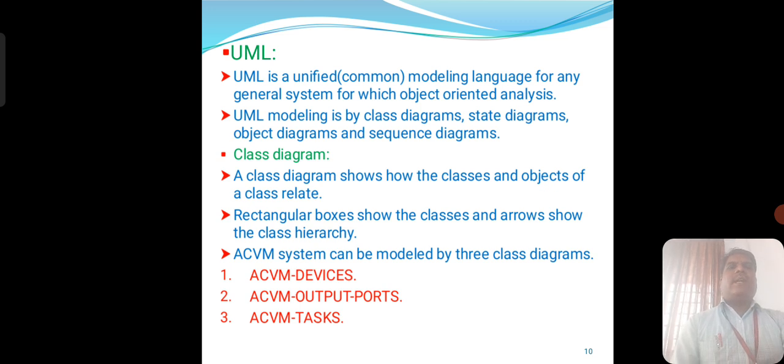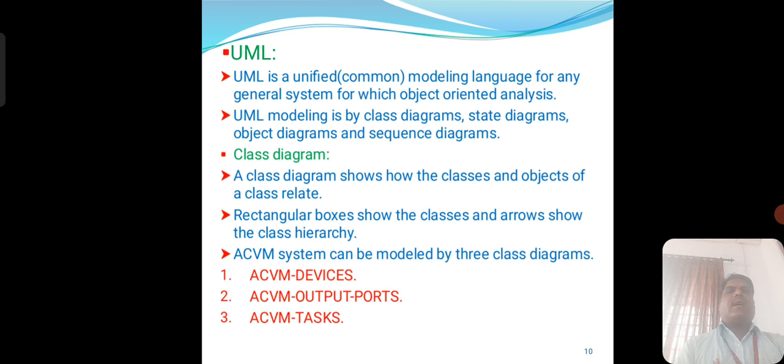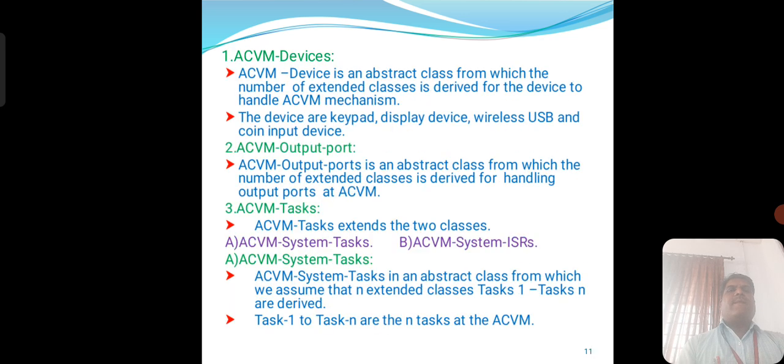UML is a unified modeling language for any general system, used for object oriented analysis. UML modeling is by class diagram, state diagram, object diagram and sequence diagrams. A class diagram shows how the classes and objects of classes relate. Rectangular boxes show the classes and arrows show the class hierarchy. In the ACVM system, it can be modeled by 3 class diagrams: one is ACVM devices, another is ACVM output ports, and the third is the ACVM task. So these are the explanations of ACVM devices, ACVM output port and ACVM task.